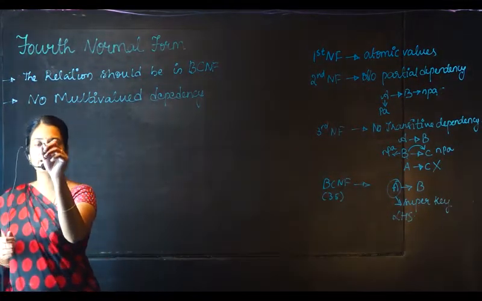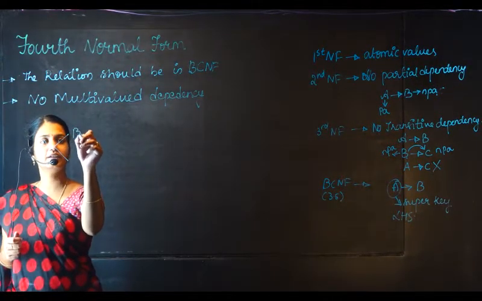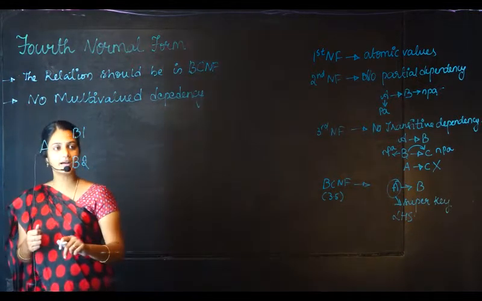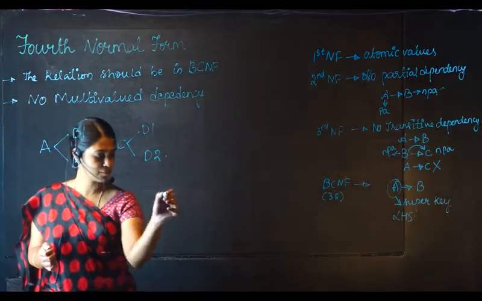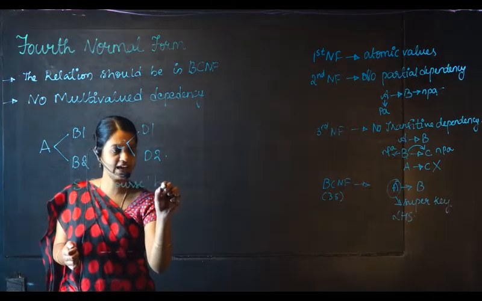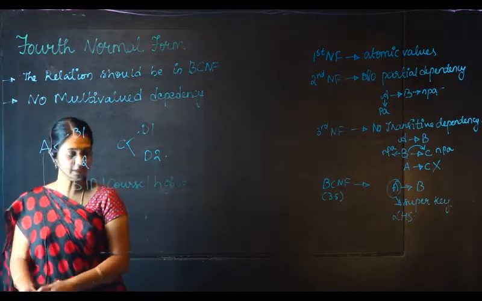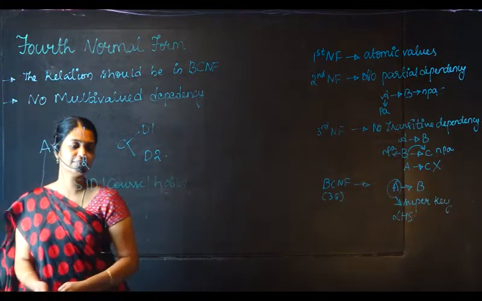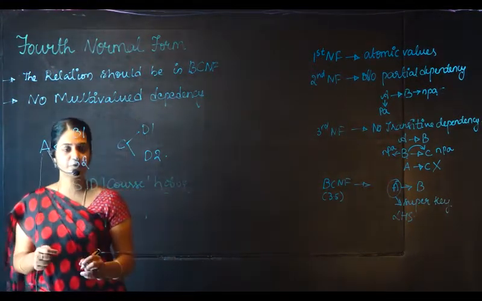At times we have a scenario where A will have two values. My relation consists of student ID, course and hobby. Let me take a small example of a relation with these attributes: student ID, course and hobby. Let me fill this table.